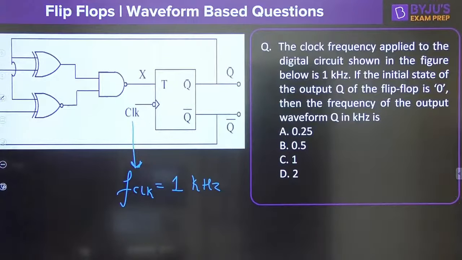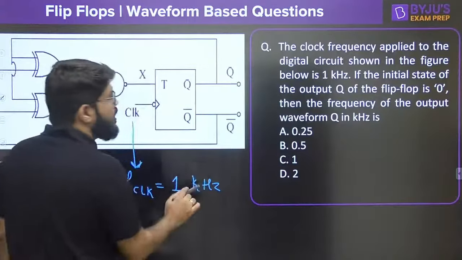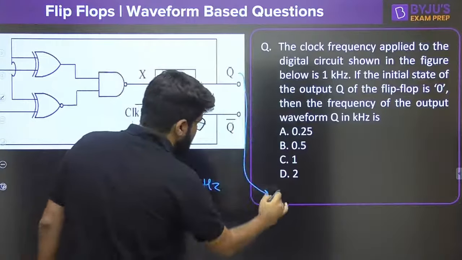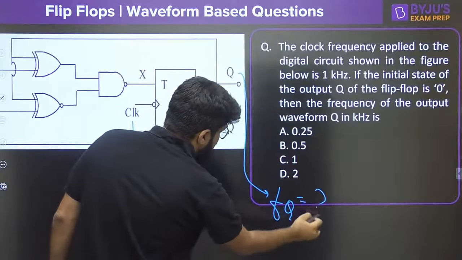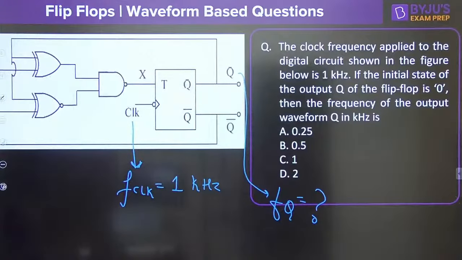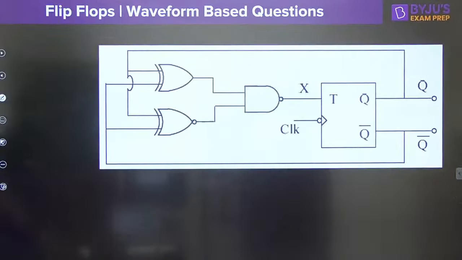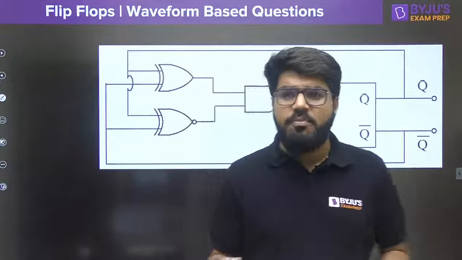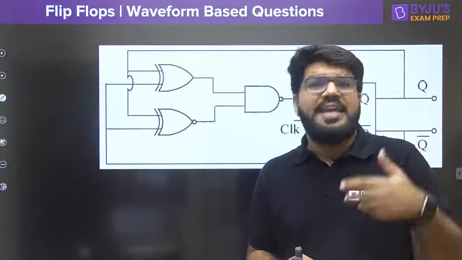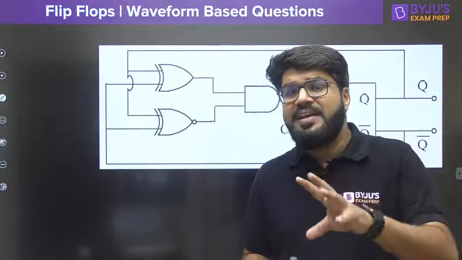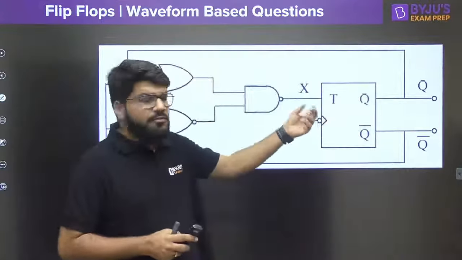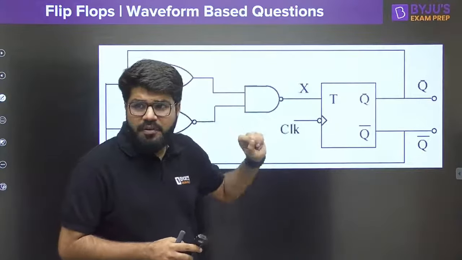Right? So given the clock frequency, what is the frequency of the output Q? The question is asking, what should be the frequency of the output Q? Right. Now let us try to understand what actually comes to the T input, because it is a T flip-flop. Unless and until I know the input, I cannot decide what is the output. I need the frequency of the output, but what is the output waveform? What is the output behavior? For that I need to learn what is the input to the T flip-flop, right?